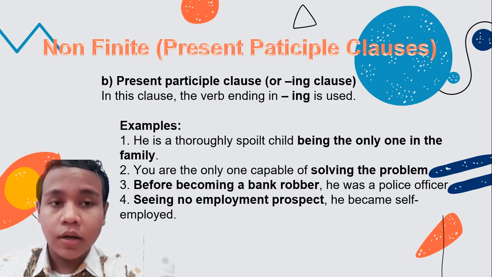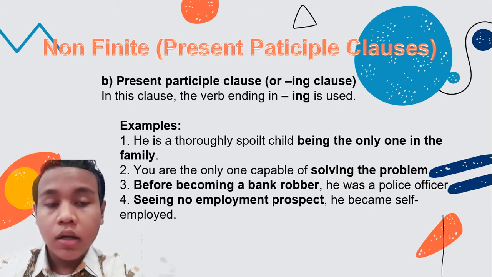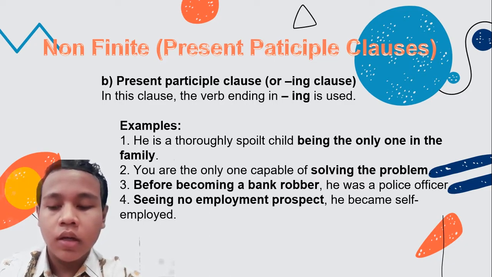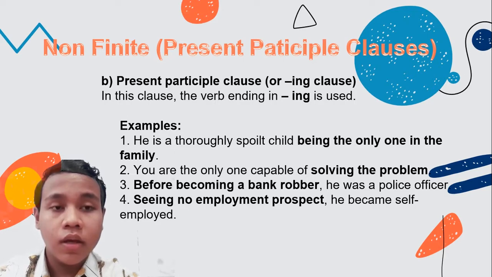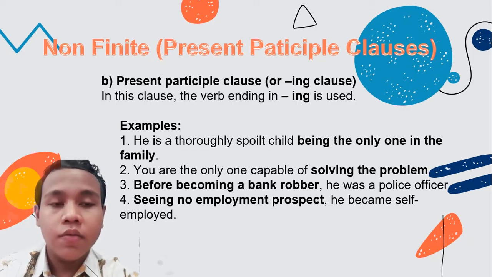Example number 1: he is a thoroughly spoiled being, the only one in the family. Being is a non-finite present continuous. Number 2: you are the only one capable of solving the problem. Solving is a non-finite present continuous. Number 3: before becoming a bank robber, he was a police officer. Becoming is a non-finite present continuous. And the last: seeing no employment prospect, he becomes self-employed. Seeing is a non-finite present continuous.